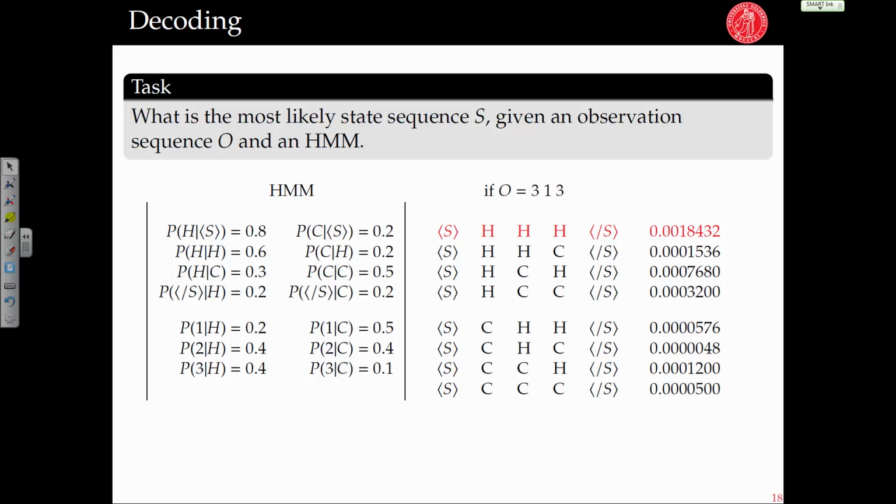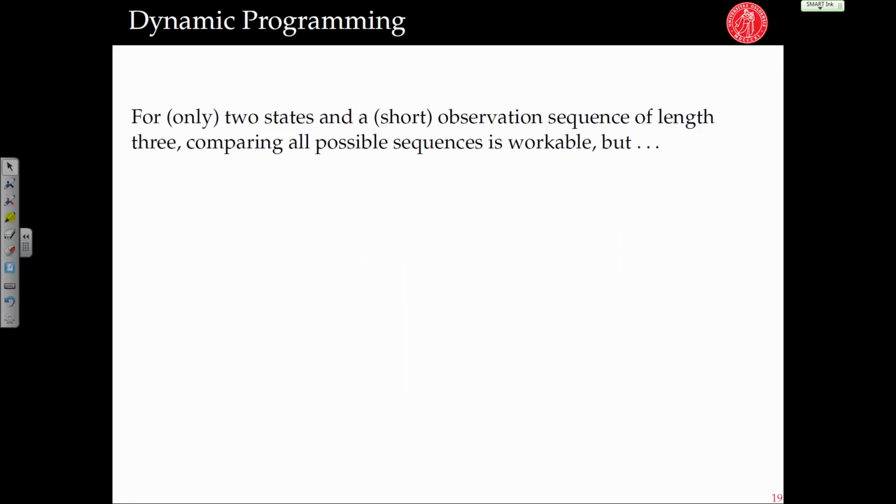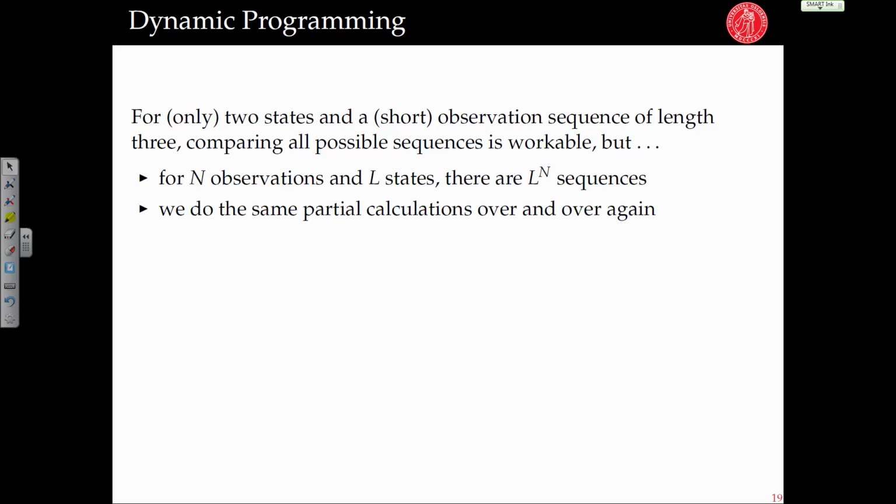So brute force, writing out all possible combinations of sequences and then computing probabilities, will not work. As I said, only two states and a short observation sequence might be doable, but once we work towards more realistic setups, as you will do in the obligatory assignment, you will see it's not possible. To make this more formal, for n observations and L states, you will have L to the power of n sequences.